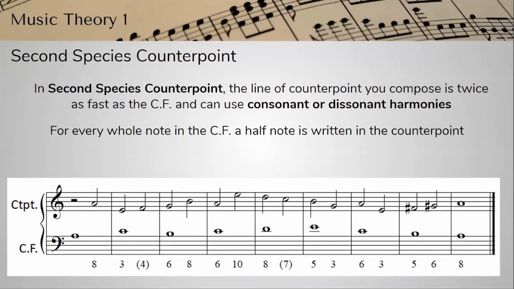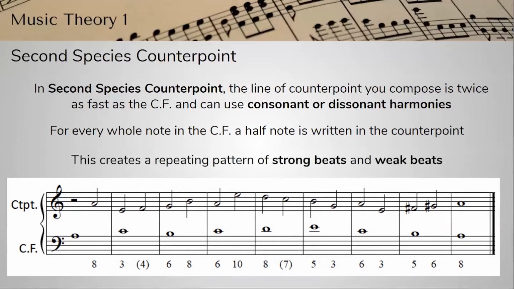You can see that for every whole note in the cantus firmus, a half note is written in the counterpoint. This creates a repeating pattern of strong beats and weak beats. So at the beginning of each measure, and usually when you have two notes at the same time, we have a strong beat. So that first note in the cantus firmus, where we have the half note rest in the counterpoint, is a strong beat.